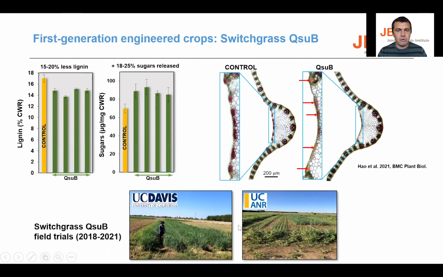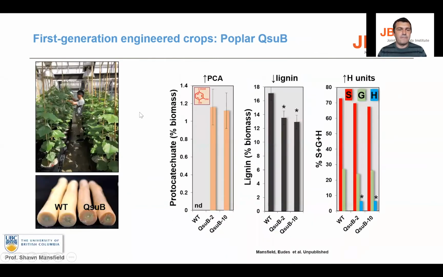The QsuB switchgrass has been grown in 2 locations in California. We have several cuts, several harvests, having been growing for the past 3 years. In collaboration with Shawn Mansfield at the University of British Columbia, we obtained QsuB poplar. And these trees overproduce protocatechuate, up to 1% dry weight in the wood. They have less lignin and also an enrichment in H unit in their lignin.